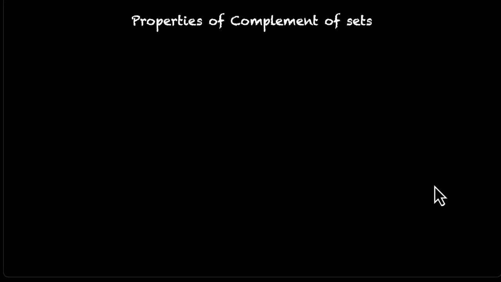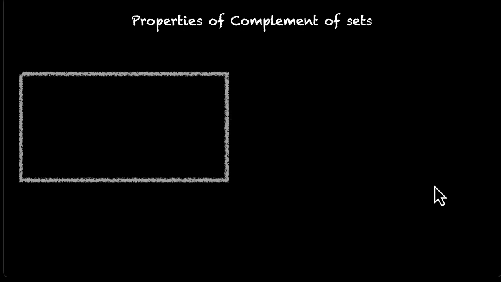So let's wrap this chapter up by visualizing a few more properties. This time we're looking at complement of sets. Let's get started. We have this universal set and we have our set A. And what's the complement of A? It's everything that's outside A. So this is our complement.